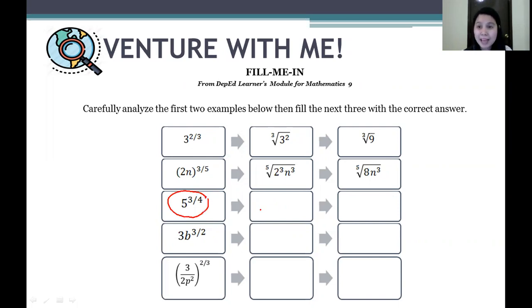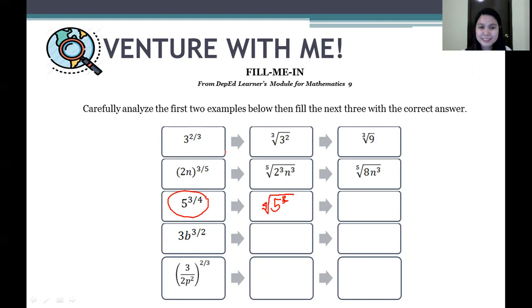How will you write 5 to the power of 3/4 in radical form? Okay, it's 5, then the check, the radical. What will you place here? Wait, it's actually 4, ma'am. 4 outside. Okay. 5, then 4 is outside, then 3 is inside. Okay, very good. That's a very good answer.